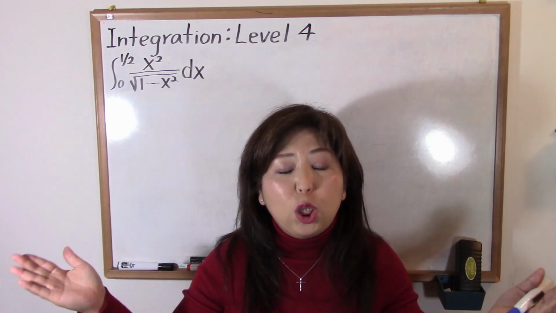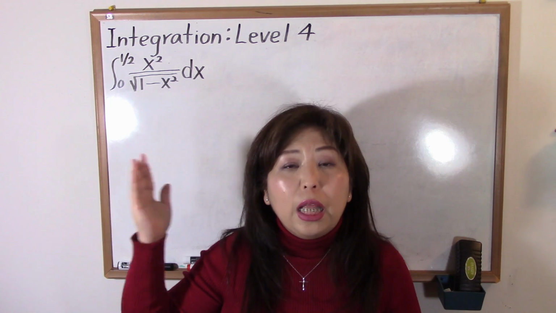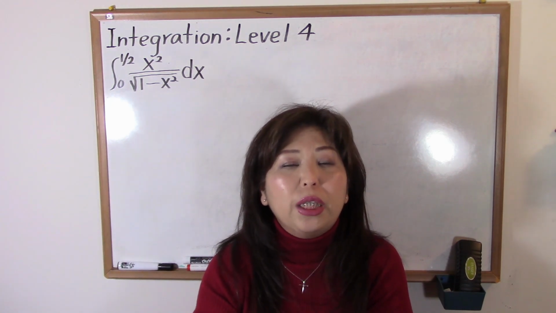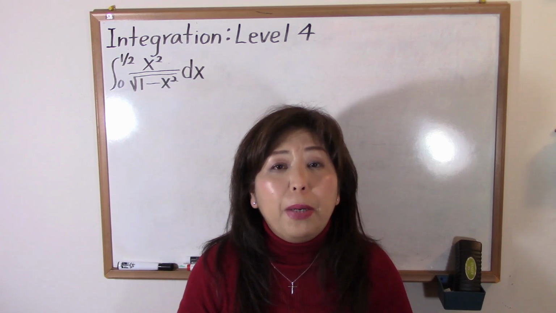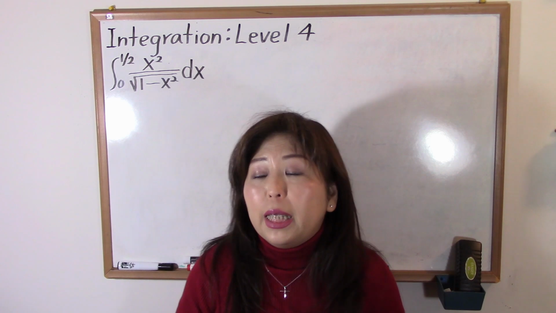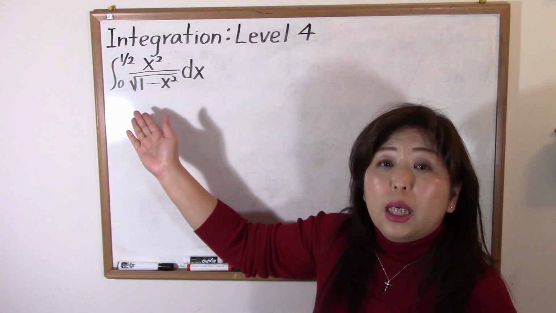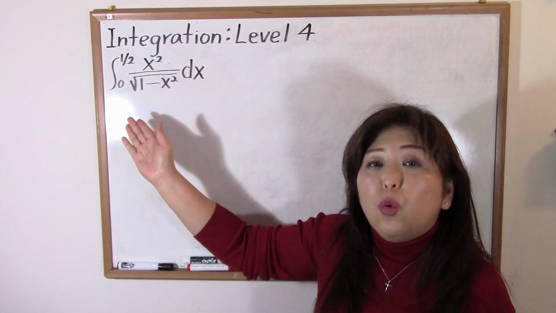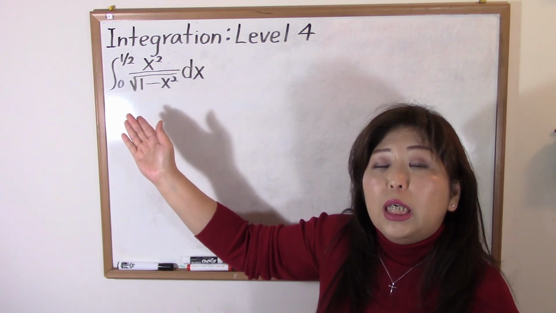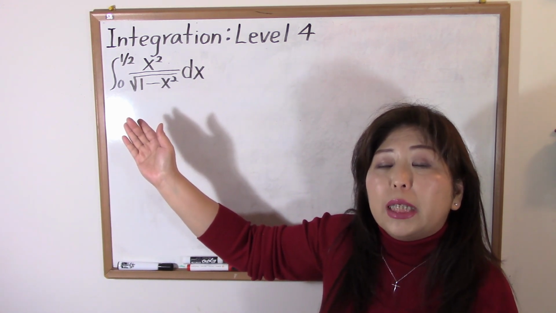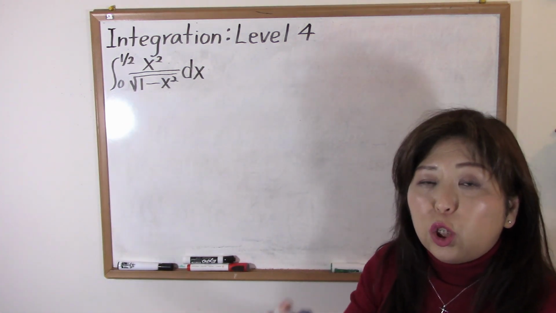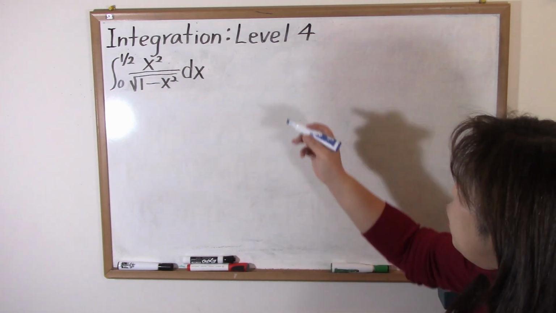Today I'm going to teach you integration, level 4. Actually, I'm going to teach you definite integral by using sine substitution. So, here's the problem: the integral from 0 to 1/2 of x squared over the square root of 1 minus x squared dx.